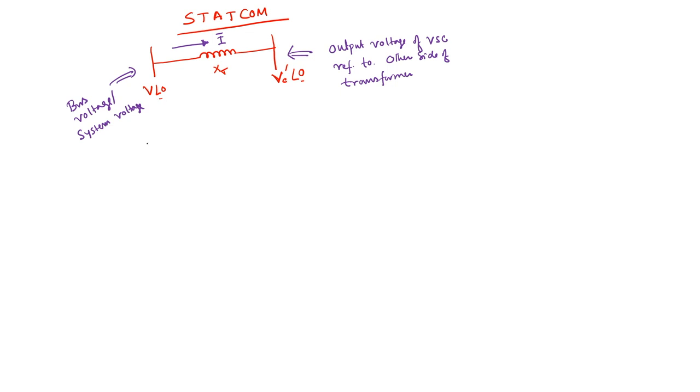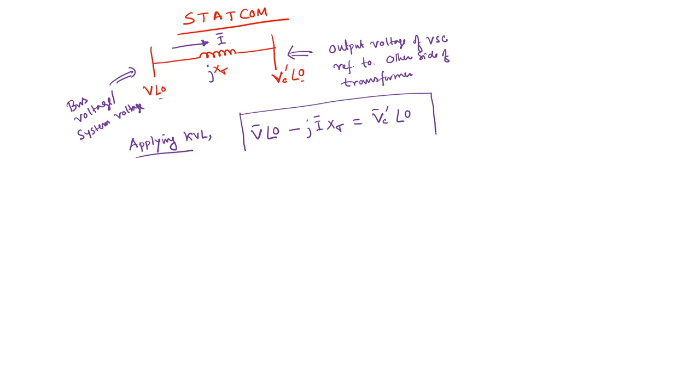Now, if we apply KVL, we can find an algebraic equation: V at an angle 0 minus I, of course there will be a J term over here, so I J x sigma, is equal to V c dash at an angle 0. Okay. So, this is our KVL equation. Now, there might be two possible cases. Case 1, V c dash is lower than V, and case 2, V c dash is greater than V.